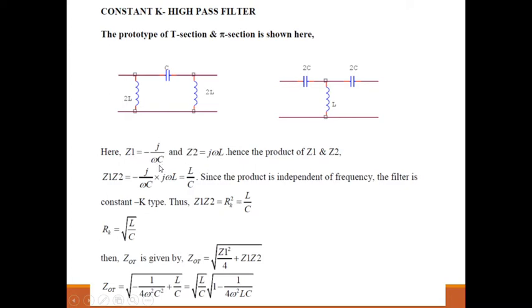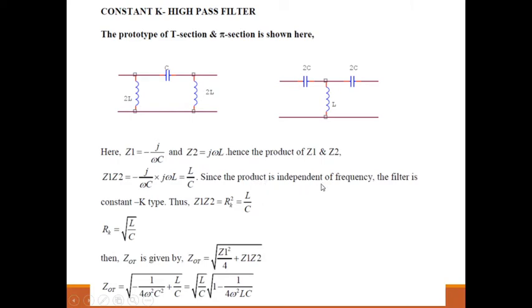The low pass filter allows the lower frequencies and blocks the higher frequencies. The high pass filter allows the higher frequencies, so the impedance values are automatically interchanged. The product of Z1 and Z2 remains the same because of the values.